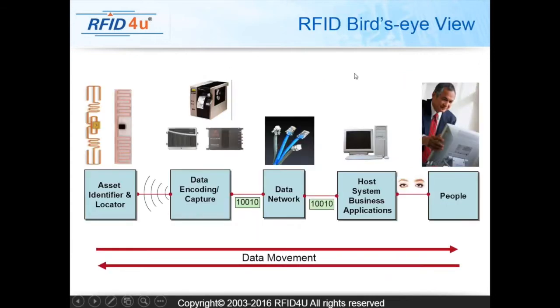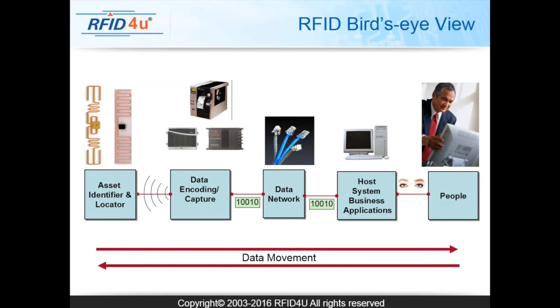The bird's eye view of RFID is that we start with an inlay, which is an asset or locator that is attached to the object or person to be tracked. We have the data encoding or capture, which is a function of a printer encoder that prints on tags as well as encodes them, or standard reader interrogators, which can both read and write data to the tags. Once the data is captured, it is then passed through the standard IT data networks into your application systems and eventually into usable data for the people.